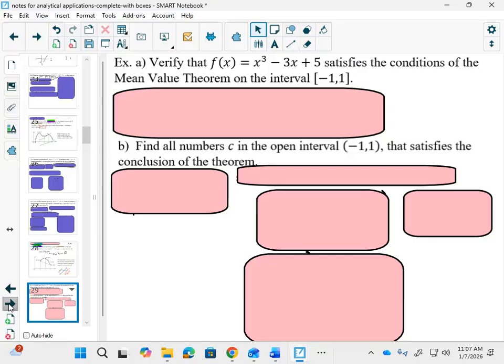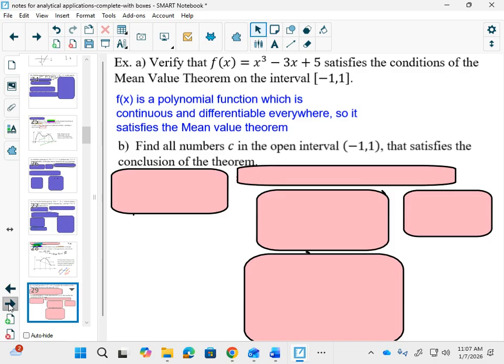So, verify that f of x equals x cubed minus 3x plus 5 satisfies the conditions for the mean value theorem. Okay? So first of all, if it's a polynomial, it's continuous and differentiable everywhere. So in order to use the mean value theorem, you always have to state those 2 things to begin. Then find all the numbers C in the interval that satisfy the conclusions of the theorem.